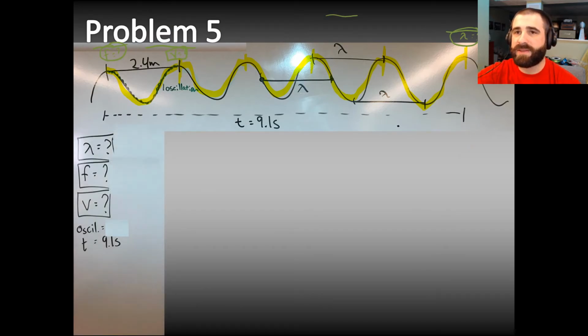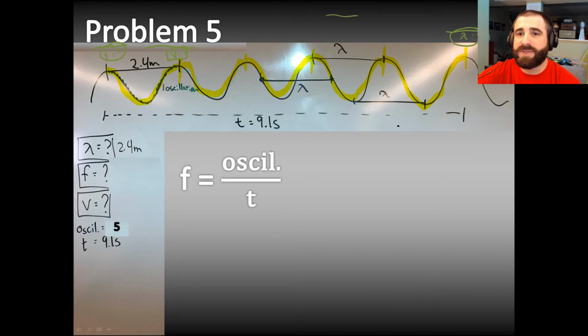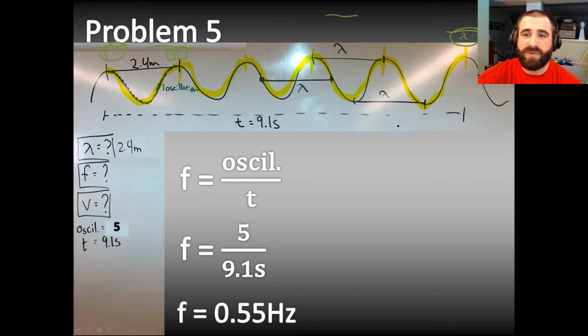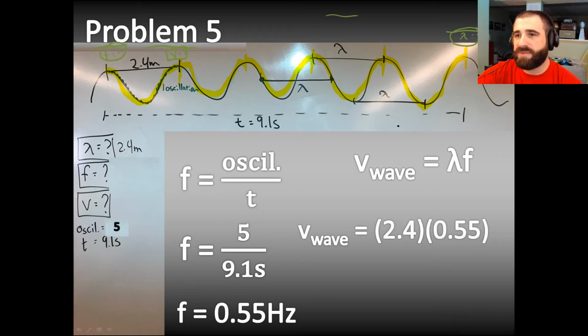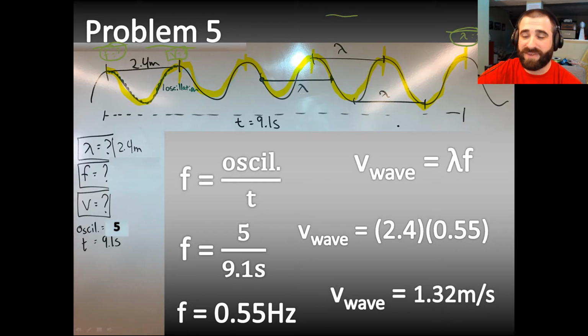Right? So there's 5 oscillations in 9.1 seconds. The wavelength is just 2.4 meters. They just kind of told us that, so we don't really need to show any work for that. But for frequency, we can use our definition, oscillations per time. So 5 oscillations in 9.1 seconds gets us a frequency of 0.55 hertz. And then V wave equals lambda F. Usually you just plug and chug, right? Lambda times F, 2.4 meters times 0.55, should give you a speed of about 1.32 meters per second. If you round it a little bit differently, that's fine, but that's how it goes.